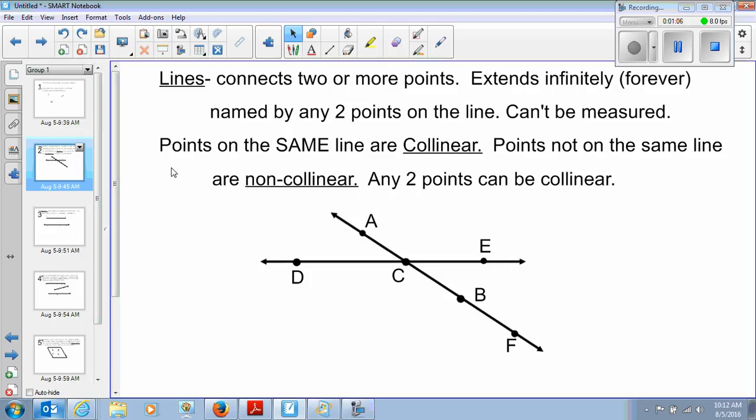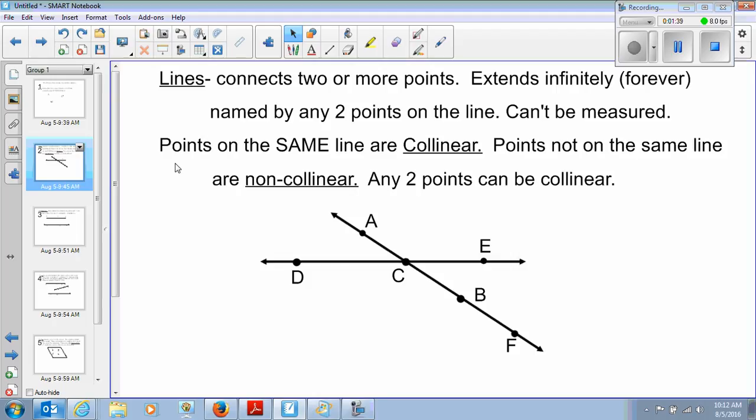Points can be used to connect each other, and they can form lines. So a line connects two or more points and extends infinitely. That's a hard thing to grasp, because something that goes on forever, our minds really can't comprehend. However, theoretically, a line extends forever in opposite directions, and it can't be measured because it goes on forever. Points that are on the same line are collinear. That means on the same line.